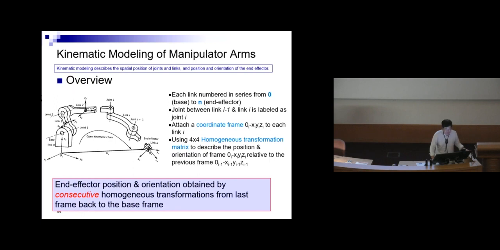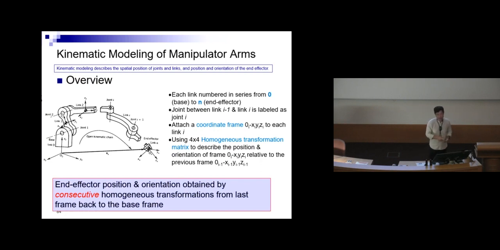This is an overview of the method. The first thing is you look at the robot manipulator, and then you have to identify the link and label the link. You will label the link number in series from 0 for the base. So this is link 0, link 1, link 2, and so on until link n. Link n is essentially your end effector, and this point is your tool position. So this is the first thing that you do.